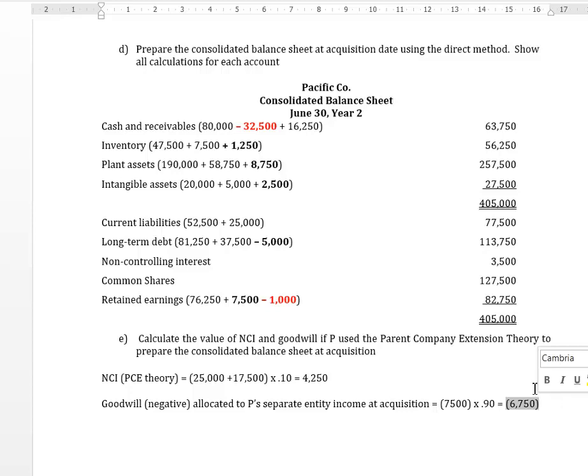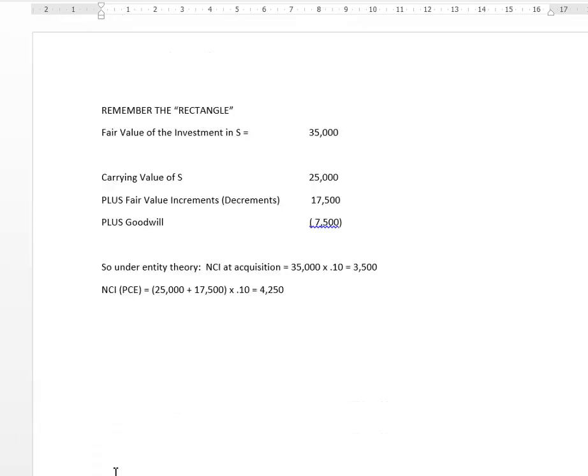Now, before I close off this problem, I wanted to explain something to you folks because there was a little bit of a problem doing the parent company extension theory. So I thought it might be useful to do a little bit of a document here that asks you to remember the rectangle that we talked about. Remember, we said in an earlier chapter that the fair value of the investment, which is 35,000, that's the fair value of the whole thing, would be equal to what? The carrying value of the sub, plus any of the increments, that's 42.5, plus your goodwill.